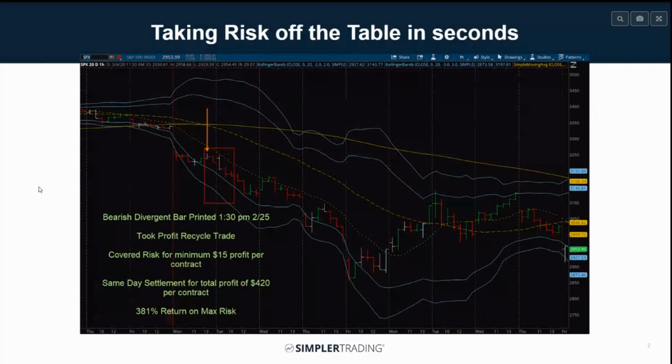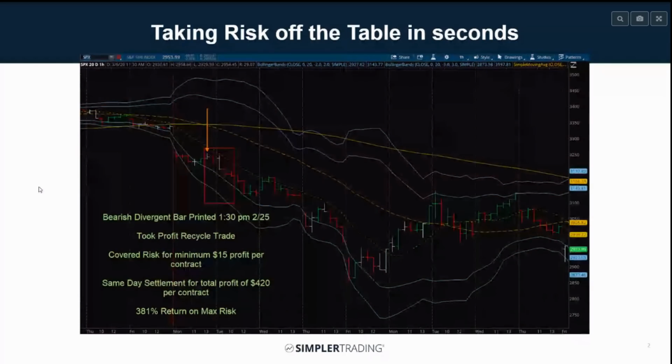I took one of the strategies that I like to use, the profit recycling strategy, and I covered that risk for a minimum $15 profit per contract. So basically what I did with this trade is I took all of my risk off the table. I didn't actually use any of those pesky day trading rules, and I guaranteed myself a minimum, though it was a small one, of $15 profit per contract.